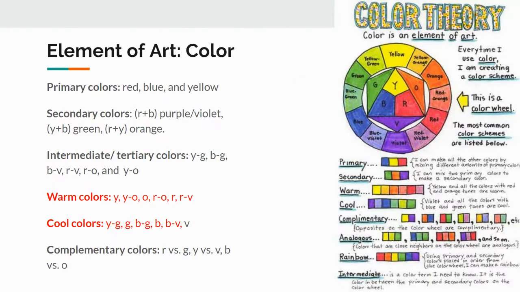Another thing I want you to think about is color theory. Remember in a previous video I said we're going to focus on warm and cool colors. So as a quick review, warm colors are yellow, yellow-orange, orange, red, and red-violet. Cool colors are yellow-green, green, blue-green, blue, blue-violet, and violet.